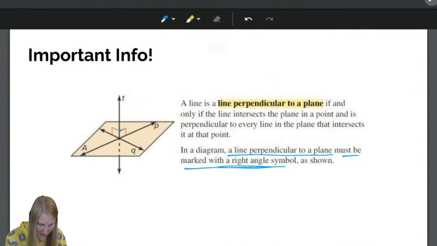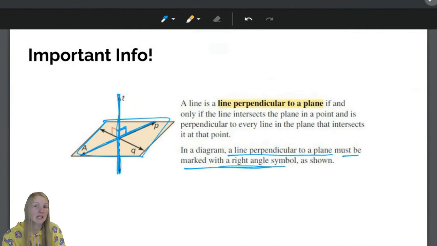And here, this right angle symbol is talking about lines T and P, and this right angle symbol here is talking about lines T and Q. But because this line is in this plane, and line T is perpendicular to this line, it means that T is perpendicular to the entire plane. So if line T is perpendicular to a line in a plane, it's perpendicular to the whole plane. Okay. Alrighty.